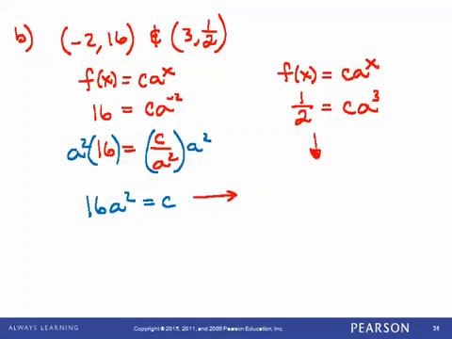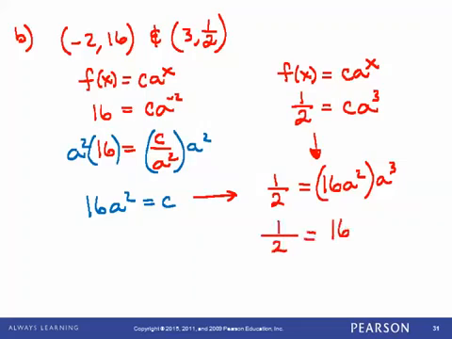Or, you know what we can do? We can put both these guys together. Don't we have 2 equations and 2 variables? Yeah, technically, 2 equations, 2 variables. I could substitute one of the variables with another. So if C is equal to 16a squared, how about if I do this? 1/2 is equal to 16a squared times a to the 3rd. All right, let's solve this guy here. So that'd be a to the 5th, because it's a multiplication between the two. So add the exponents.